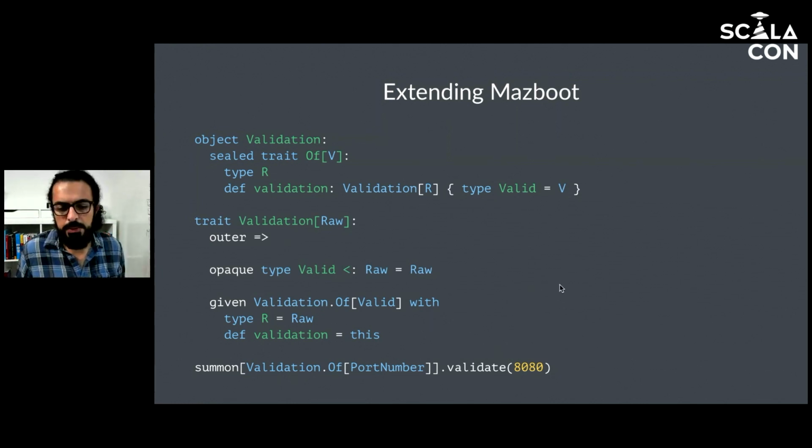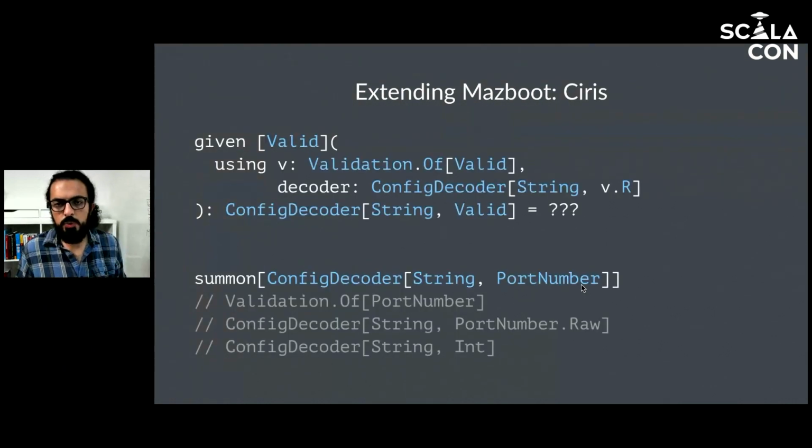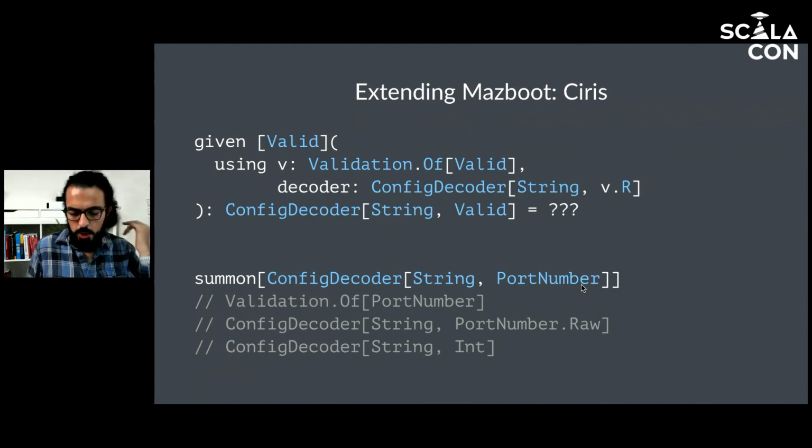So let me give you an example of how to use it. I used it when I was building an integration with a library called Sirius. Sirius is a library that allows you to do config. You can load config and you can validate it as well. It works with type classes. So if your type has an instance of config decoder string to your type, so string to port number, for example, then Sirius will work. If not, then Sirius can't work with your custom types.